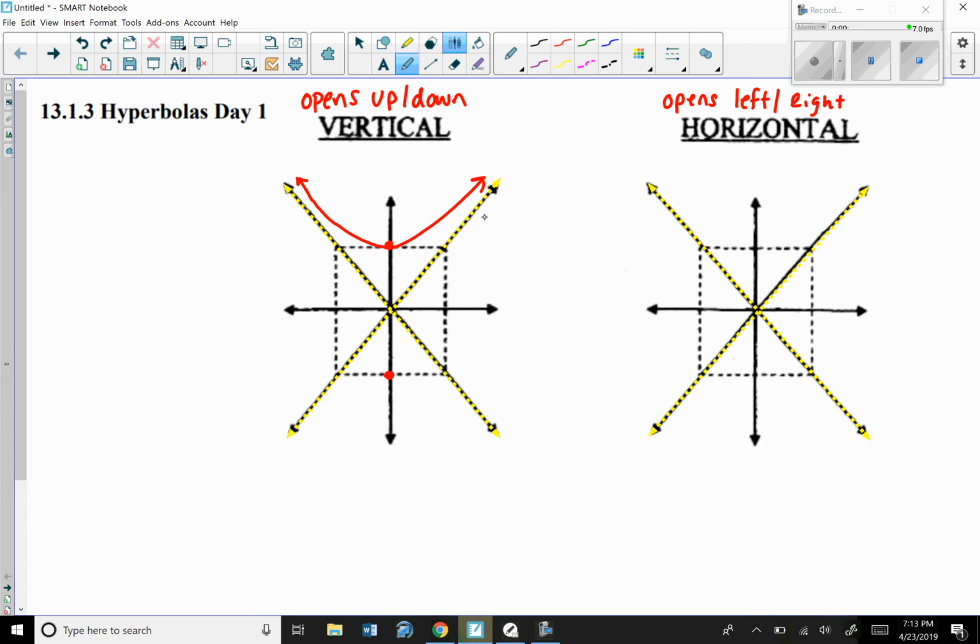And this is what the shape of a vertical hyperbola would look like. And for horizontal, the vertices are going to be here and here. Again, our graph follows along our asymptotes going this way. Now that rectangular box is not normally there, but we use it to help us figure out where our asymptotes are and how to graph these. So we're going to do that on the next page.